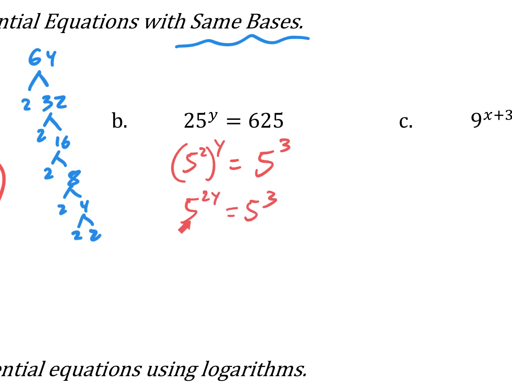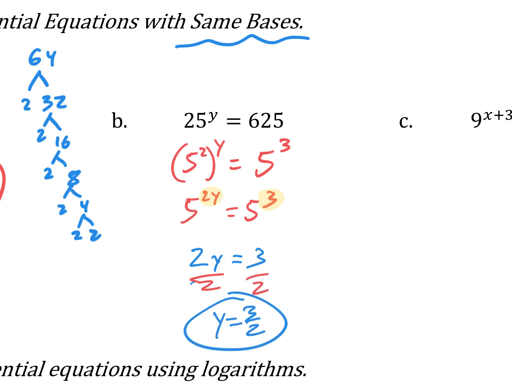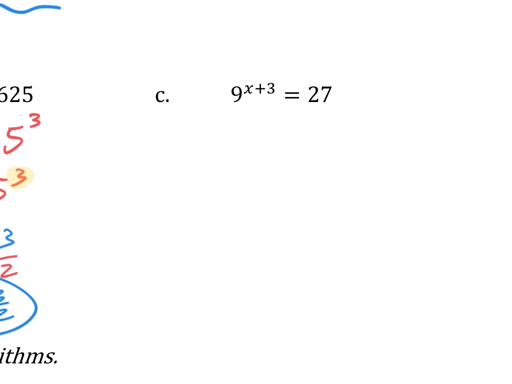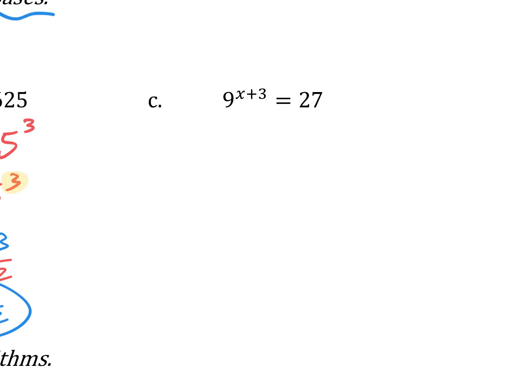Now we've rewritten both of these using bases of 5. Since the bases are the same, the exponents have to be the same. So that 2y has to be equal to 3. And if we divide both sides by 2, then we see that y is 3/2. Okay? So again, the key is to write both sides with the same base.